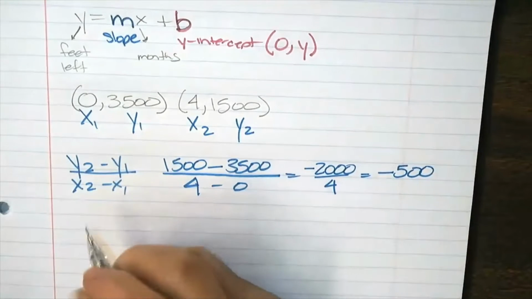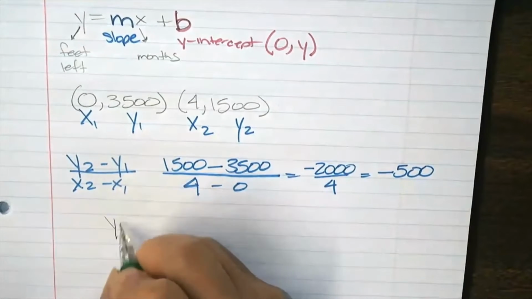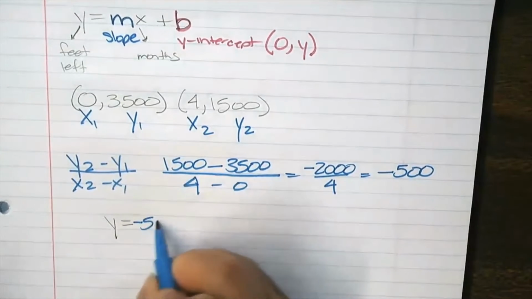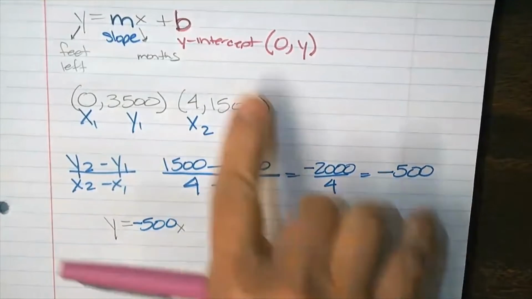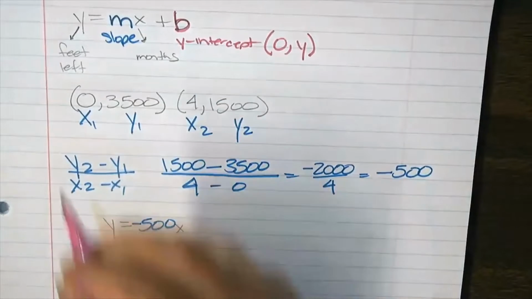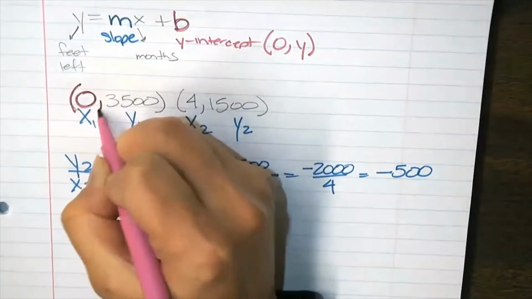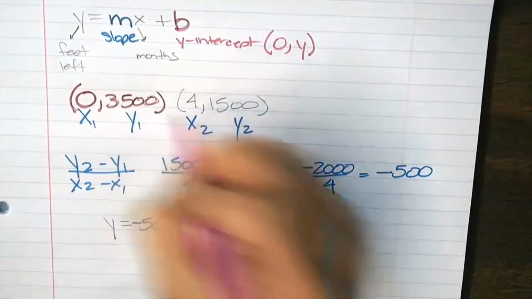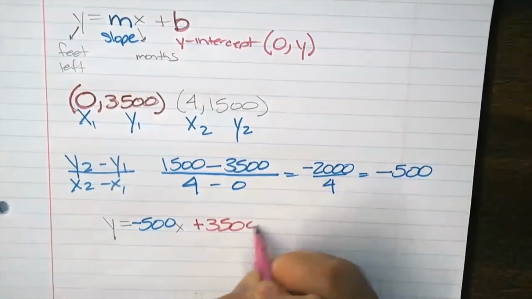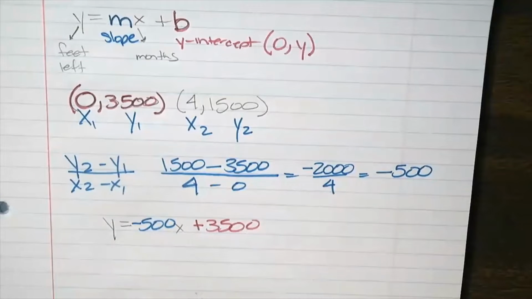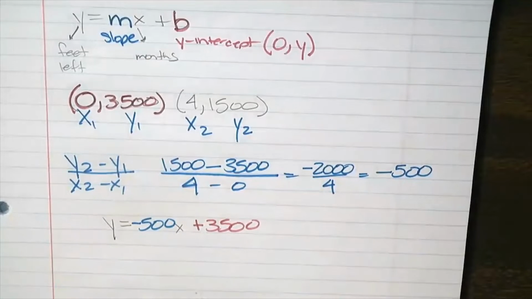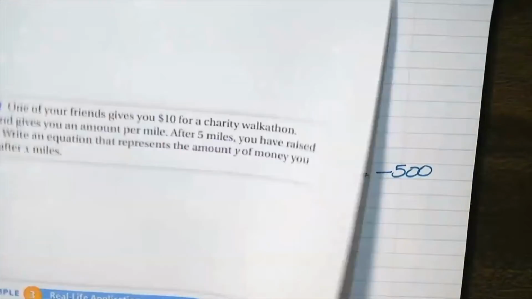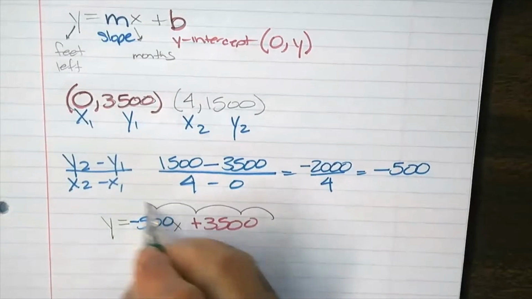So I have y equals negative 500x, and then we need to find my y-intercept, the b. When x is 0, what is y? Positive 3,500. So this is the first part of the problem. They asked me to find the equation. I needed to find the equation that this graph represents. Well, I did that. I found the equation.